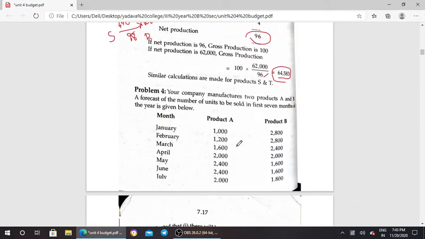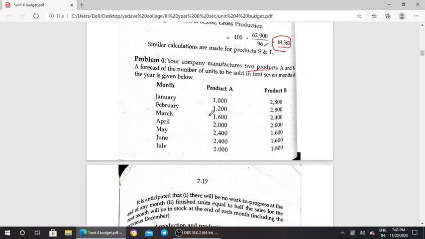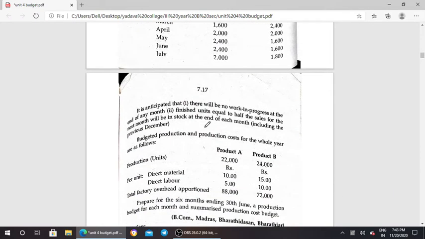Okay, coming to the next problem: your company manufactures two products, A and B. They have given month-wise details for the first 7 months of the year. They have asked us to prepare the budget. There will be no work in progress at the end of any month. Finished units equal to half of the sales of the next month will be the stock at the end of each month, including the previous December.